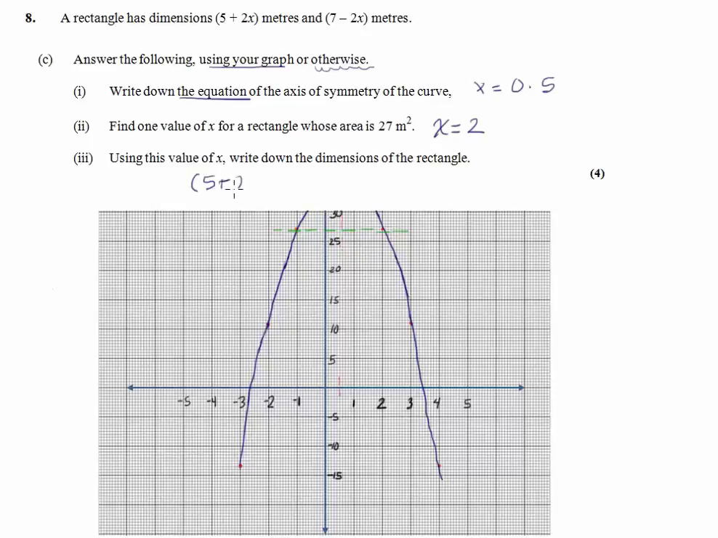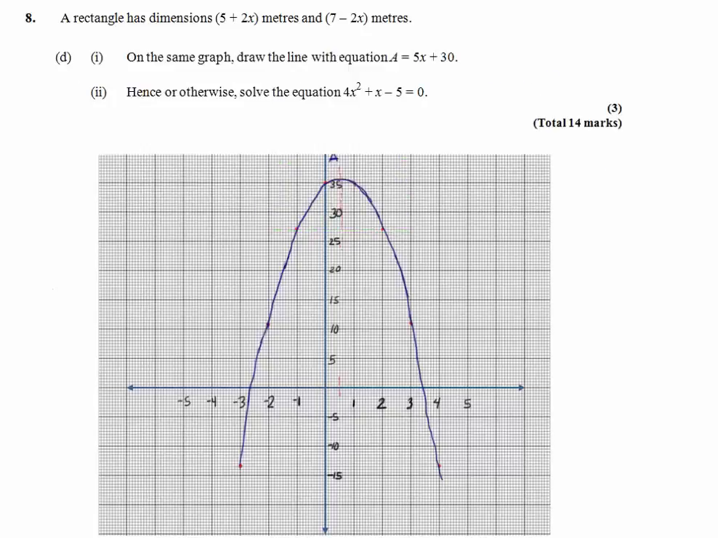Using that value of x, write down the dimensions. So I go back up to what they gave me and substitute for x, and calculate out that it is going to be 9 and 3, and that makes sense. Again, I'm checking my work, and the fact that 9 times 3 is 27 confirms that I'm doing things right. And now part D.